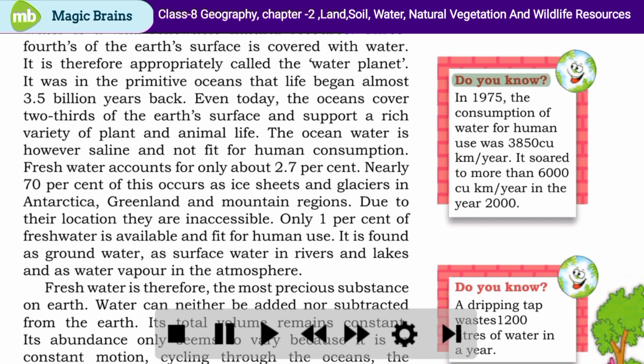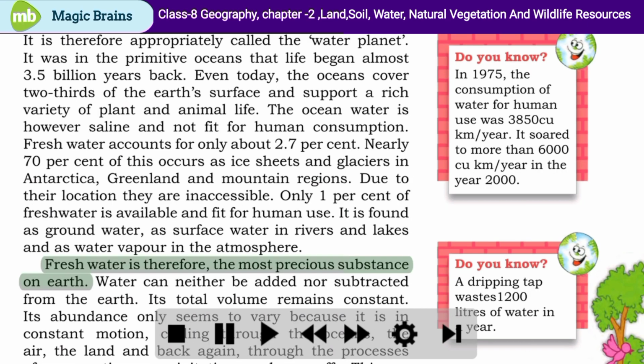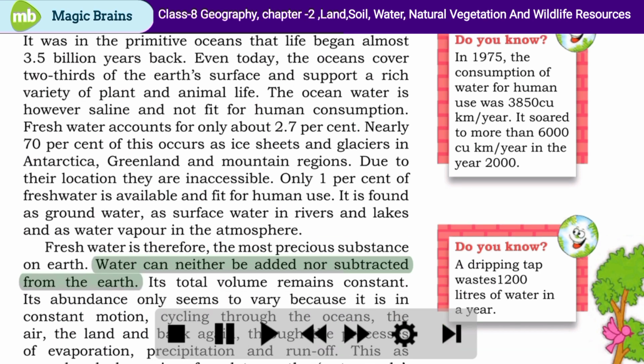On the right side, there is a red box which reads, "Do you know?" In 1975, the consumption of water for human use was 3,850 cubic kilometers per year. It soared to more than 6,000 cubic kilometers per year in the year 2000. Fresh water is therefore the most precious substance on earth. Water can neither be added nor subtracted from the earth. Its total volume remains constant.